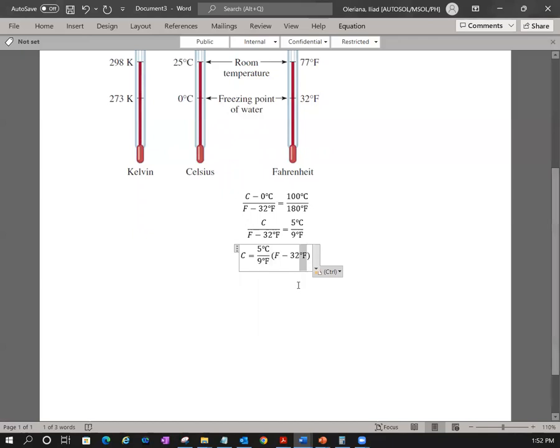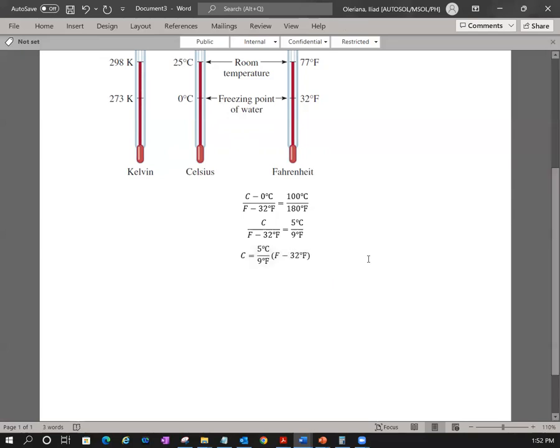For example, we are given 100 degrees Fahrenheit. We substitute this for F. So 100 degrees Fahrenheit minus 32 degrees Fahrenheit. So it is dimensionally correct. Then what this produces is 100 minus 32, that is 68 degrees Fahrenheit. Then the degrees Fahrenheit will be cancelled out. What remains is degrees Celsius, which is what we are looking for. That is the answer.